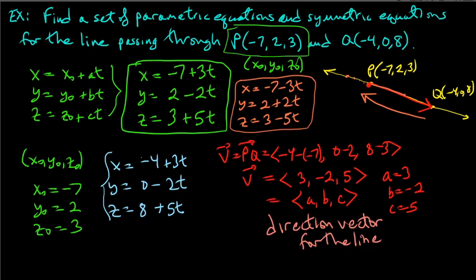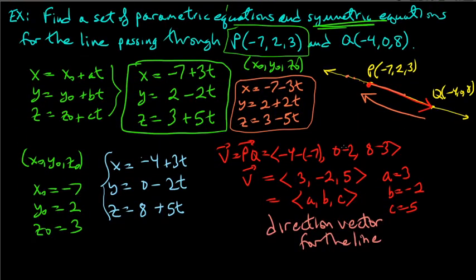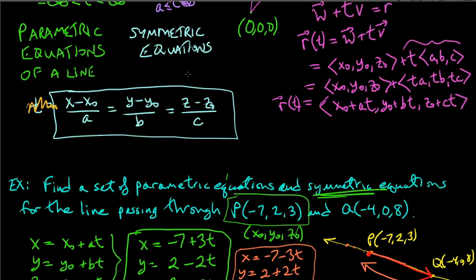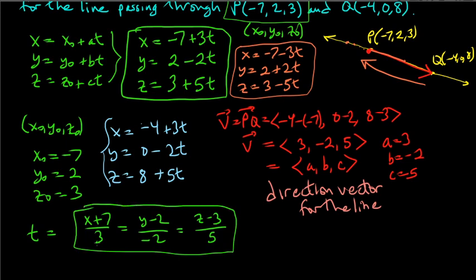What about the symmetric equations? Because they wanted both. So remember how that works. You just solve each equation for t. And now the question is, which set do I use, the green set, the blue set, or the red set? And it doesn't matter, right? You're going to get what looks like different equations. So even the symmetric equations are not unique for a given line. So just pick one. How about the green one, right? So for the symmetric equations, if you solve that for t, you get x + 7 over 3, and that's got to equal y - 2 divided by -2, and that's got to equal z - 3 over +5. And there's your set of symmetric equations.